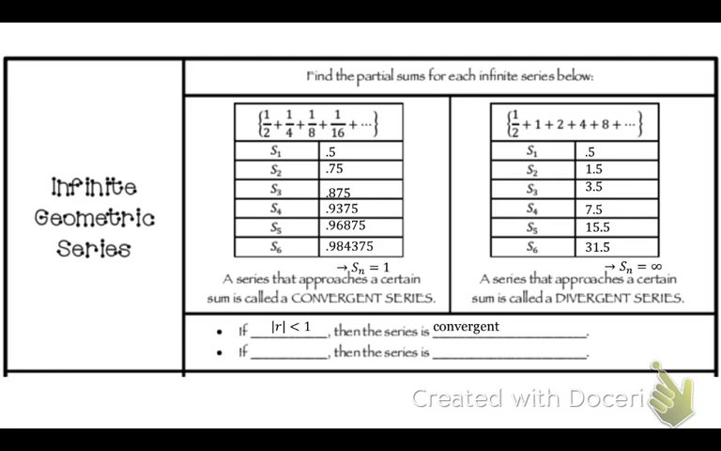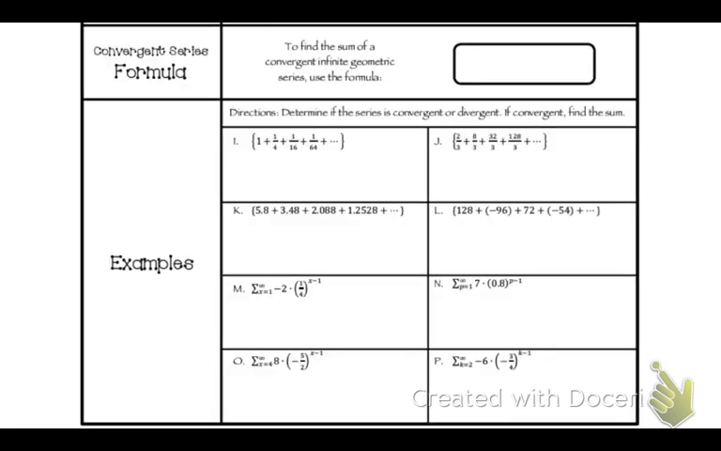If the absolute value of the ratio r is less than 1, it's convergent. And if the absolute value of the ratio is greater than 1, it's divergent. Let's do some of these examples. To find the sum, it has to be a convergent series. You can't find the sum of a divergent series because it's just infinity or negative infinity. But to find the sum of a convergent series, you use a sub 1 times 1 over (1 minus r).